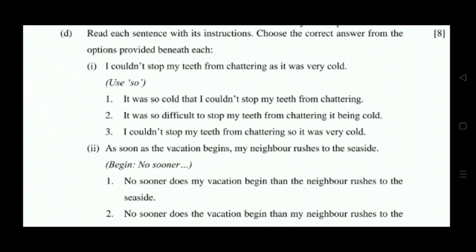So, I will not take this second option into consideration. Option 3. I couldn't stop my teeth from chattering, so it was very cold. Since this speaker could not stop his teeth from chattering, therefore it was cold. This is not so. The meaning is getting changed. It was very cold and therefore he couldn't stop his teeth from chattering and not the other way around. So, our right answer will be option 1. It was so cold that I couldn't stop my teeth from chattering.